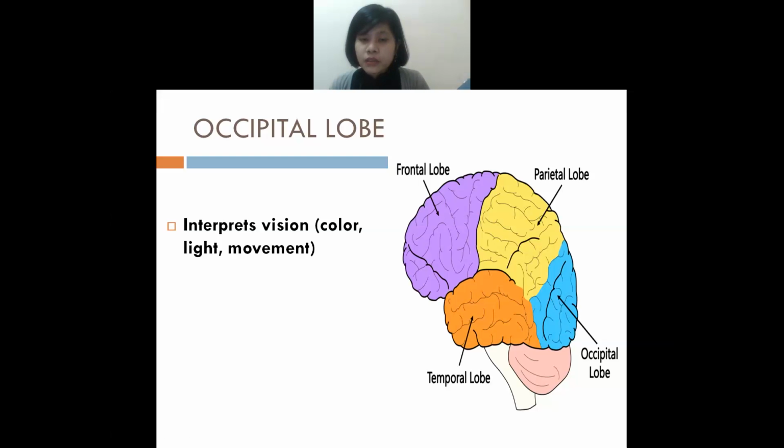Next is light. Even the light also, like you'll be able to know whether it's too flashy or whether it's too dark. So in that thing, the occipital lobe helps you. Next is interpreting vision of movement. Interpreting vision of movement means what? Like if somebody moves and if somebody does something, you will be able to know it just by seeing or just by viewing it.